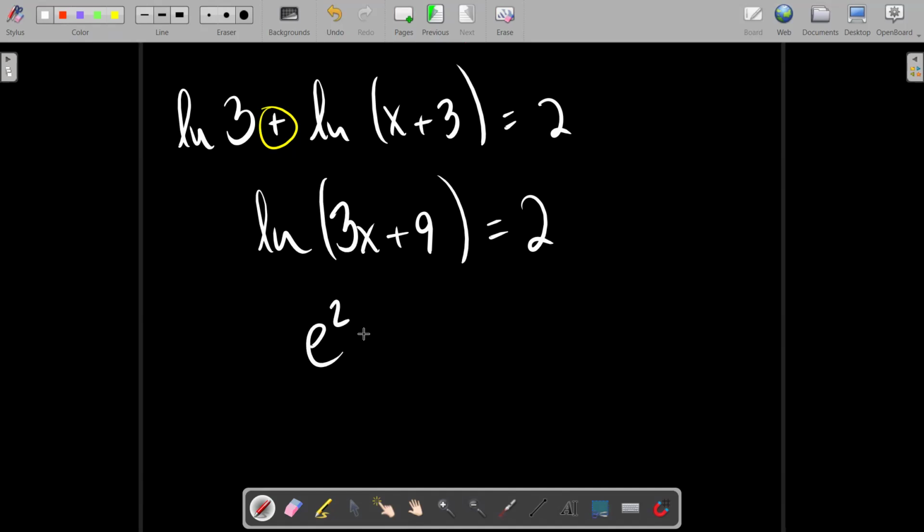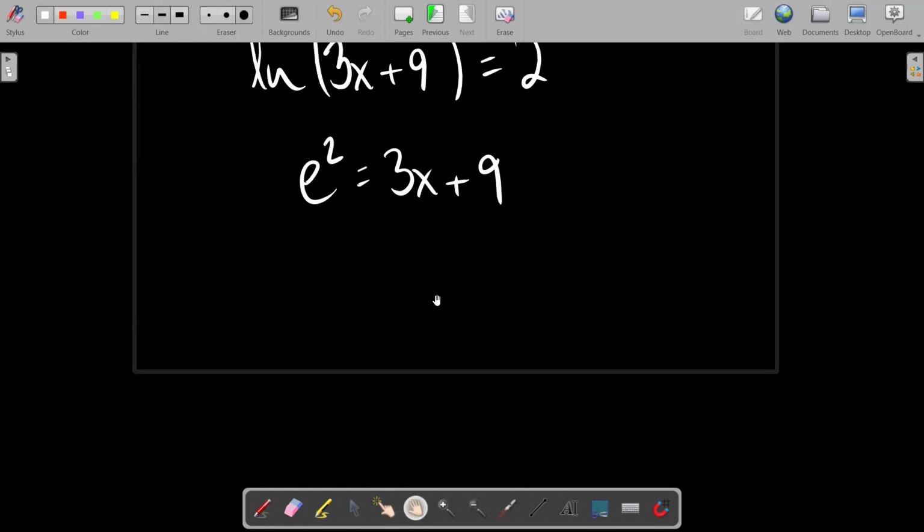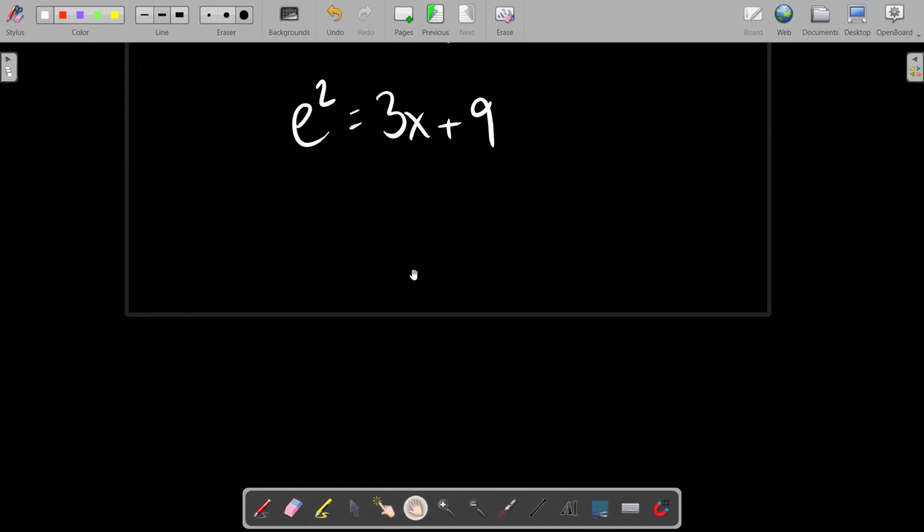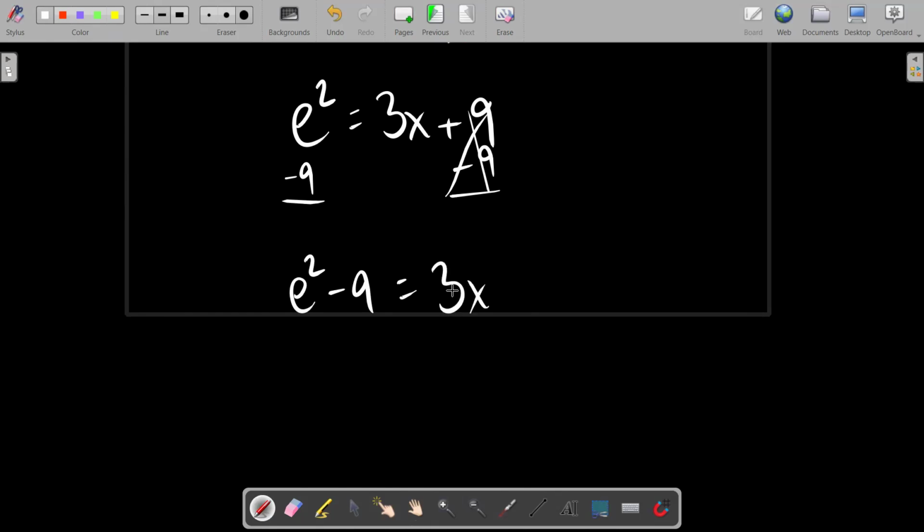E squared equals. Gorgeous. Next up. Minus 9e squared? No. Next step. Yes, you do. So don't say minus 9e squared. If I'm subtracting 9 from both sides, it is not multiplication. It is e squared minus 9 equals 3x, right? A minus 9e squared would imply that we were multiplying, which of course we're not. Still good?